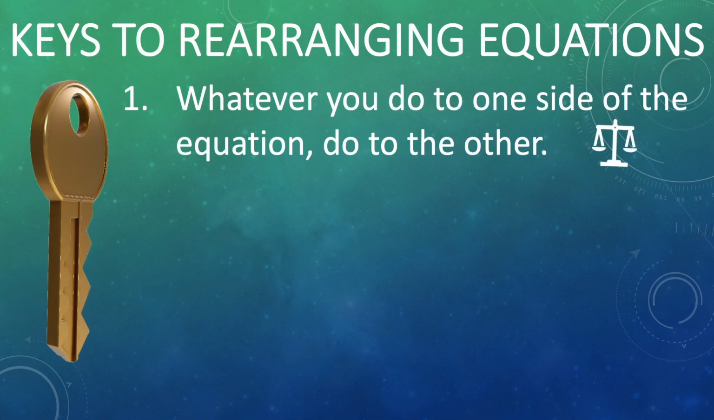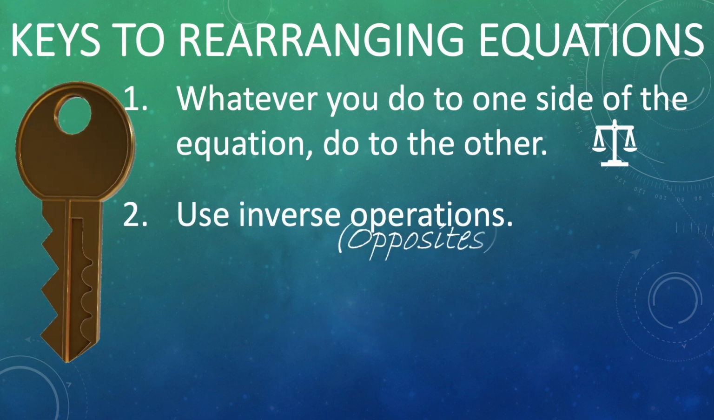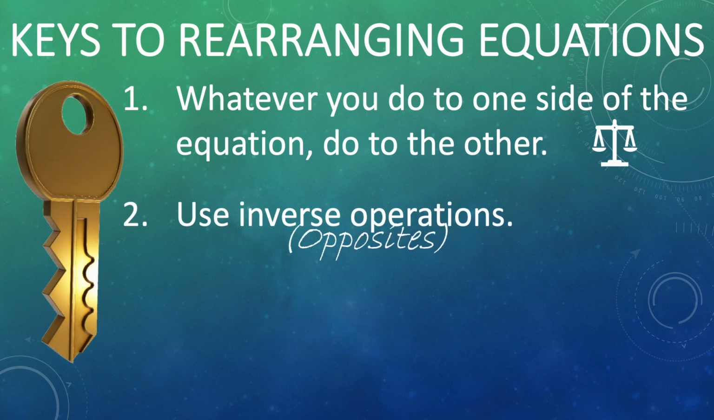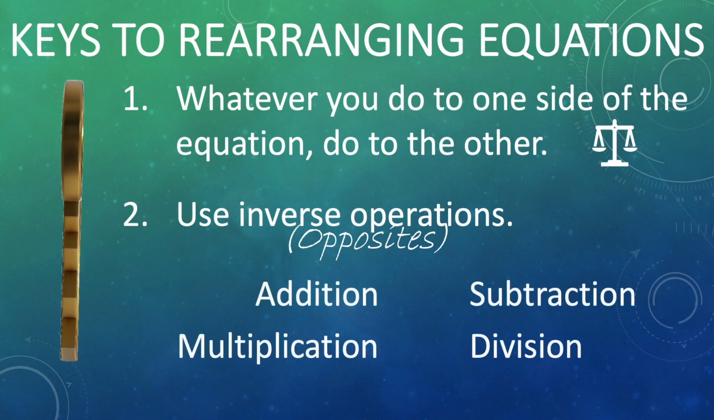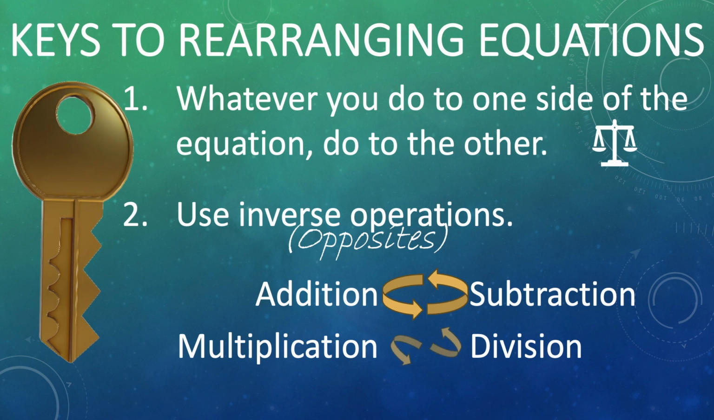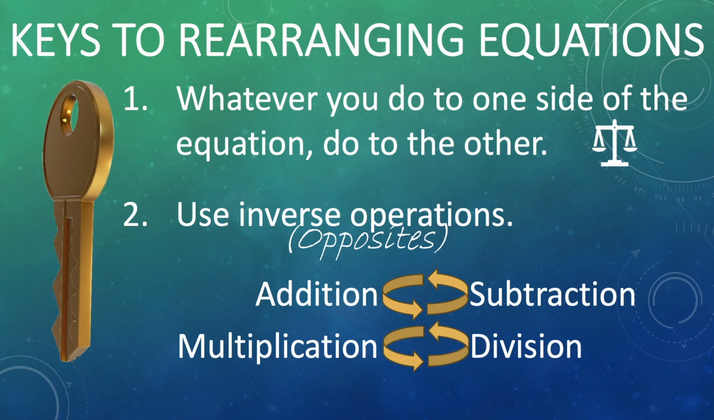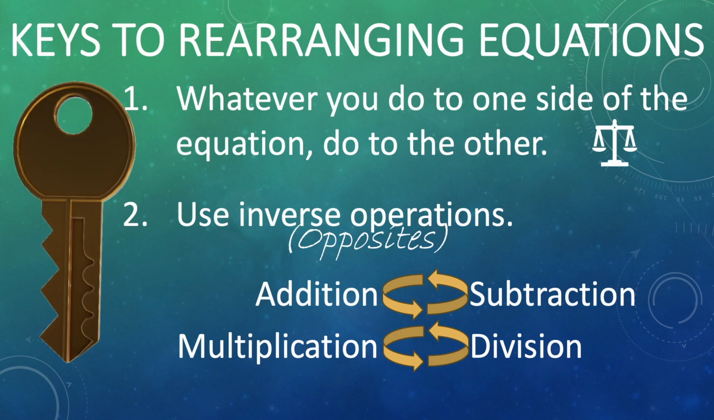So remember, whatever we do to one side of the equation, we have to do to the other side. That's what keeps it balanced. We rearrange by using inverse operations, or opposites. We learned the two most basic pairs of opposites. Addition and subtraction undo each other, and multiplication and division undo each other. With these keys, you're ready to rearrange and solve the most basic equations. Good luck!